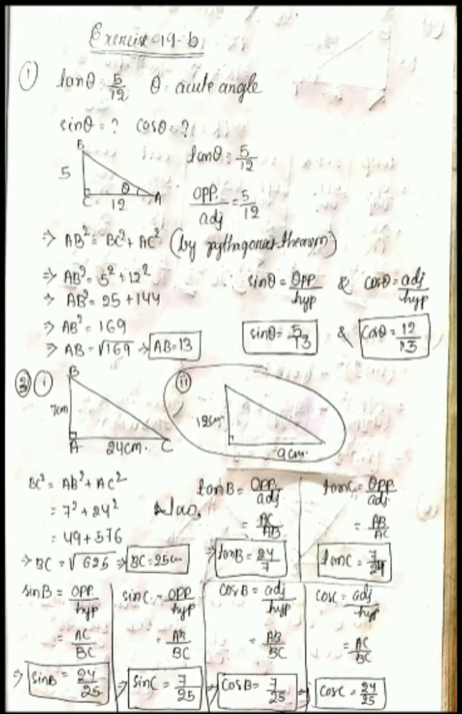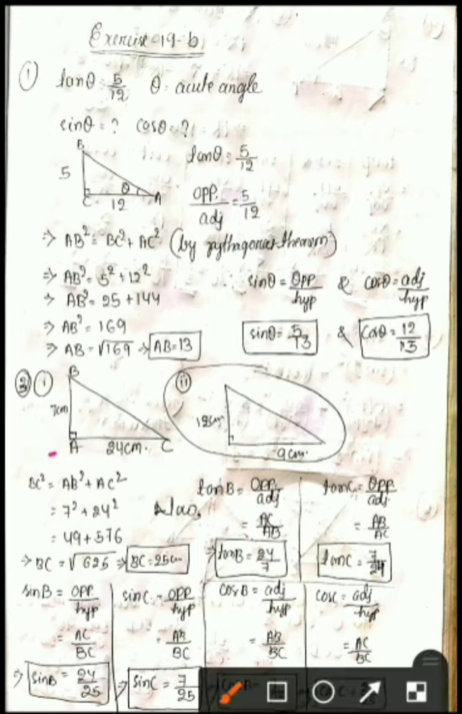AB equals 7 centimeter, AC equals 24 centimeter. As in the question it is given, angle A will be the right angle. So this is our right angle. Now you have to find the hypotenuse. BC square equals AB square plus AC square, that is 7 square plus 24 square. It is 49 plus 576, that is 625. So BC square equals 625. So what will be the value of BC? BC will be root of 625, that is 25 centimeter. This is our 25 centimeter.